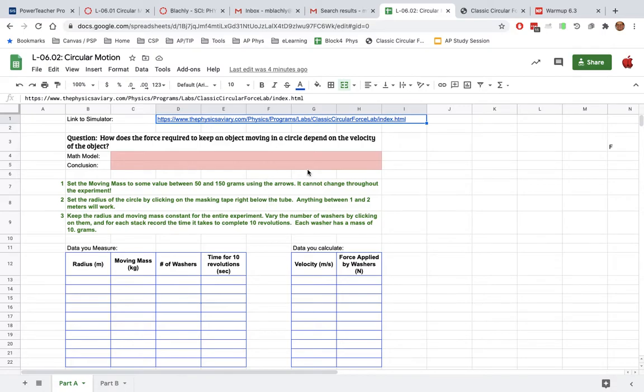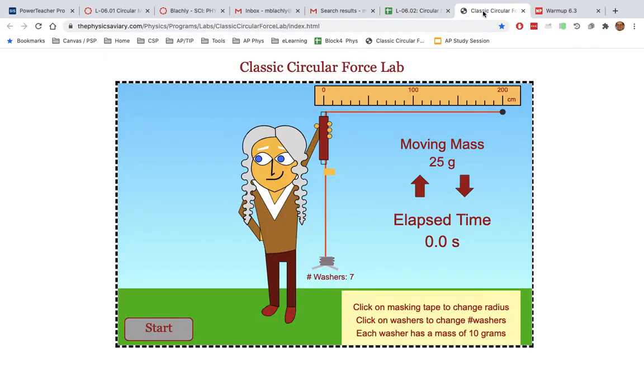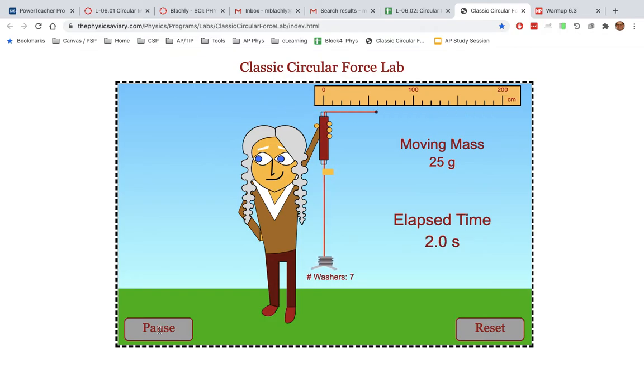We're going to use a simulator, and the simulator looks like this. And so what happens is this little dude here hangs a string with some washers on it, and gravity pulls those down and thereby exerts a force. And that force is transmitted to this little weight right here, which is hanging on the string. And so when you hit start, he swings the washer around above his head, and the force that's required to keep the washer moving in a circle is provided by this hanging weight.